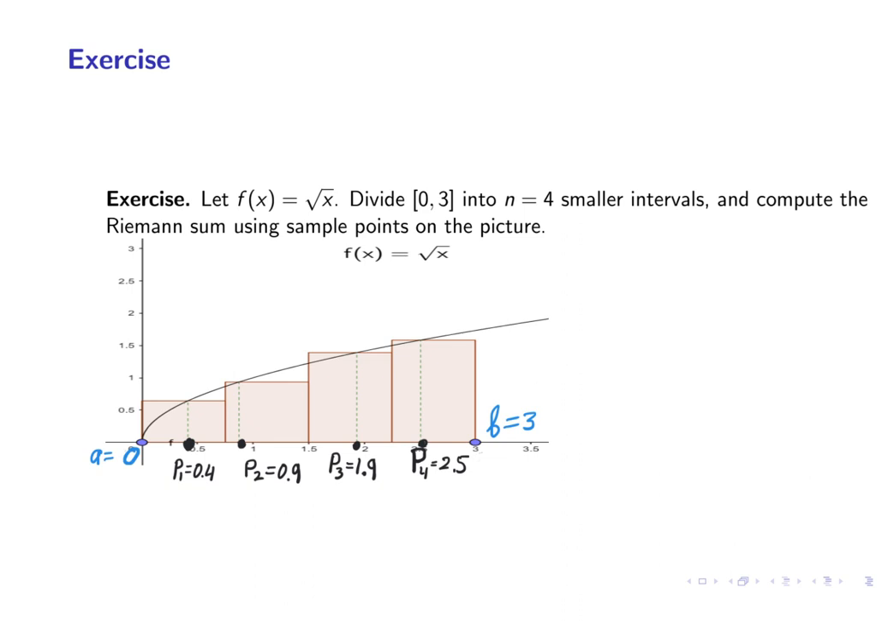Here's an example. We are given the function square root of x on the interval from 0 to 3, and we need to write the Riemann sum using 4 intervals and the sample points given on the picture.